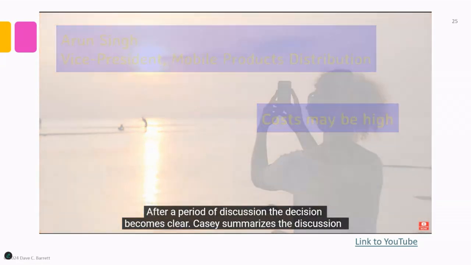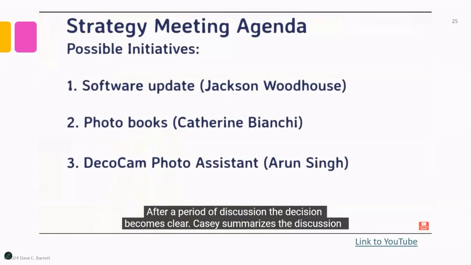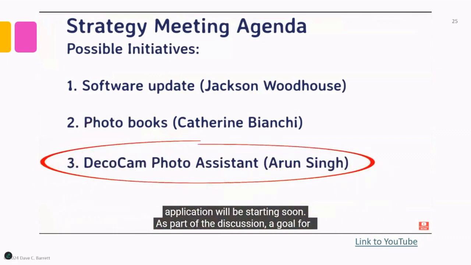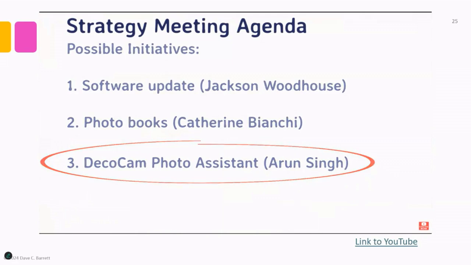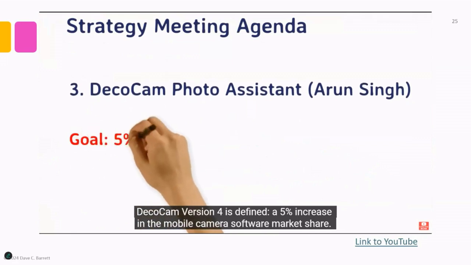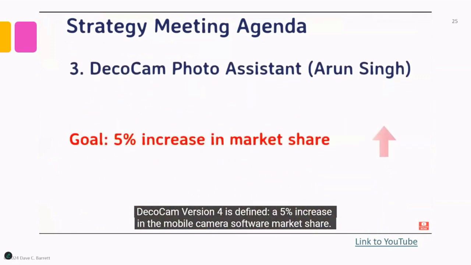Casey summarizes the discussion by confirming that the DecoCam version 4 project containing the photo assistant application will be starting soon. As part of the discussion, a goal for DecoCam version 4 is defined, a 5% increase in the mobile camera software market share. The executive team then shifts its focus to how best to organize this initiative.